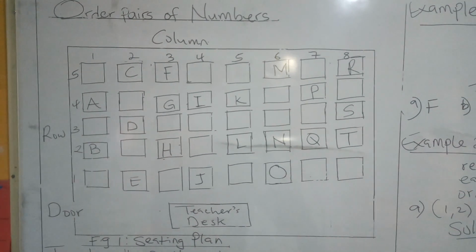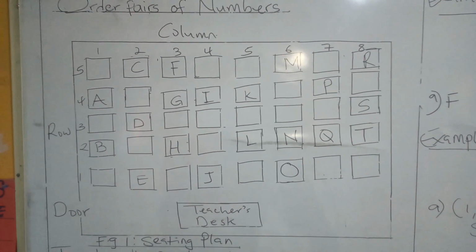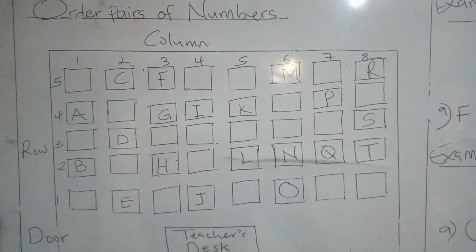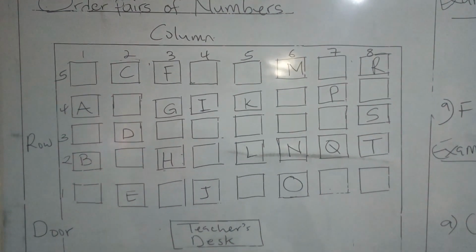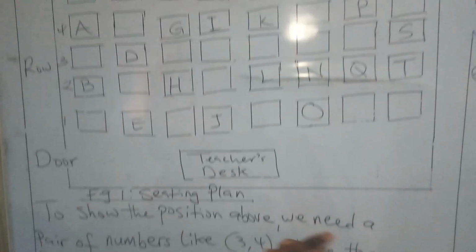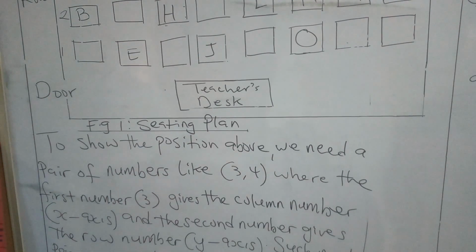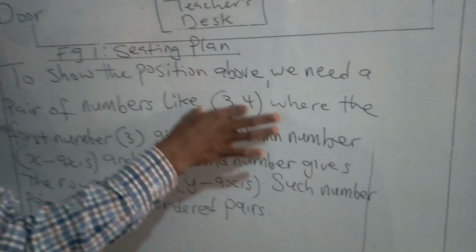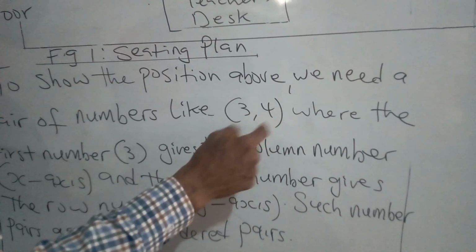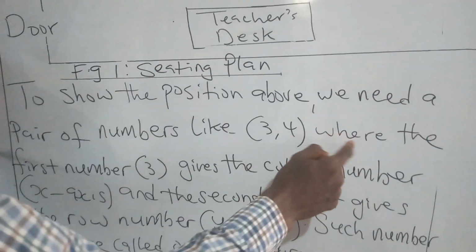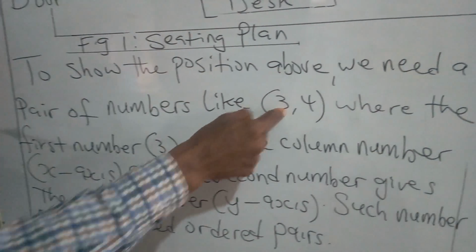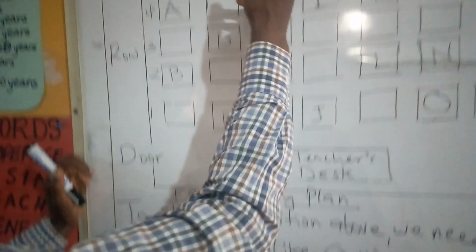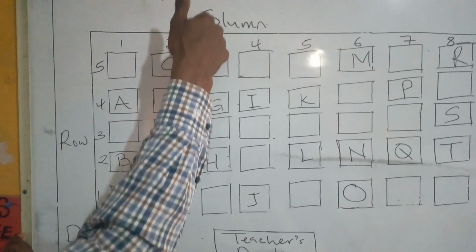So in order for us to determine the coordinates, we have to know the arrangement. And the arrangement is got from the ordered pairs. Look at this example, this statement for instance. To show the position above, we need a pair of numbers like this. Now if you look at this number, 3 and 4, the combination of these 3 and 4 is what is called the ordered pair. And let's see the meaning of 3. Where the first number 3 gives the column number. 3 gives the column number. Where's the column number of 3 there? This is here. This is the column number of 3.